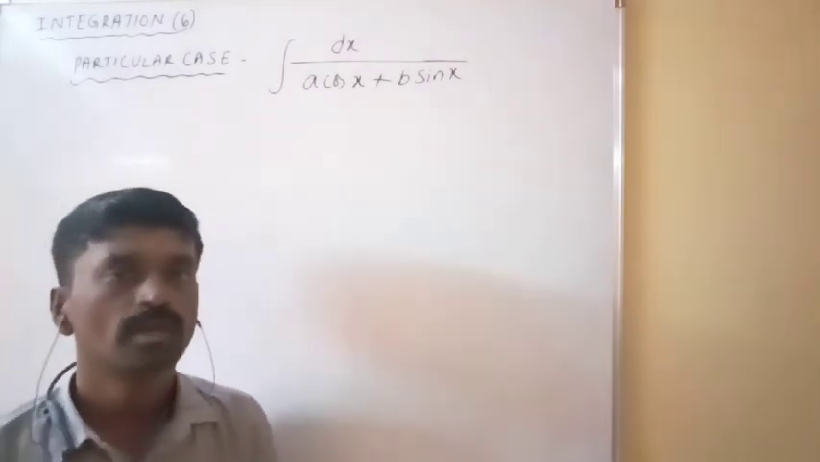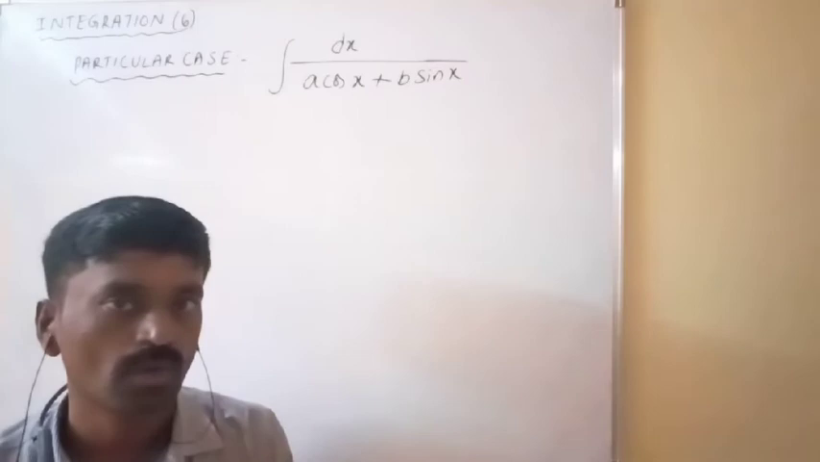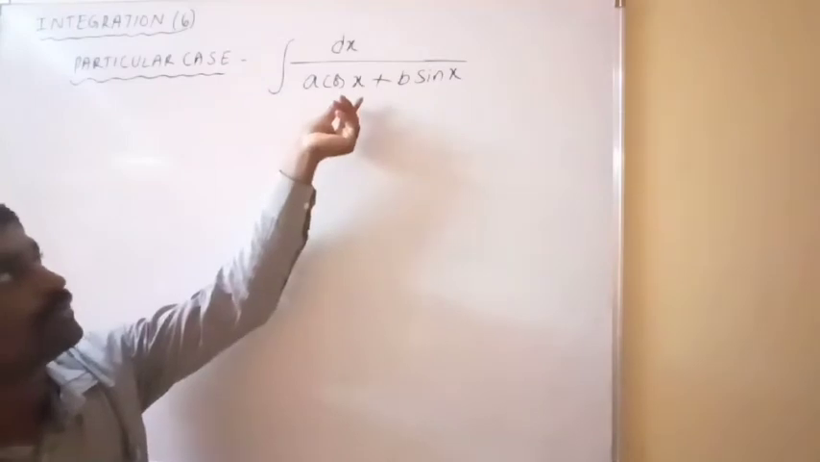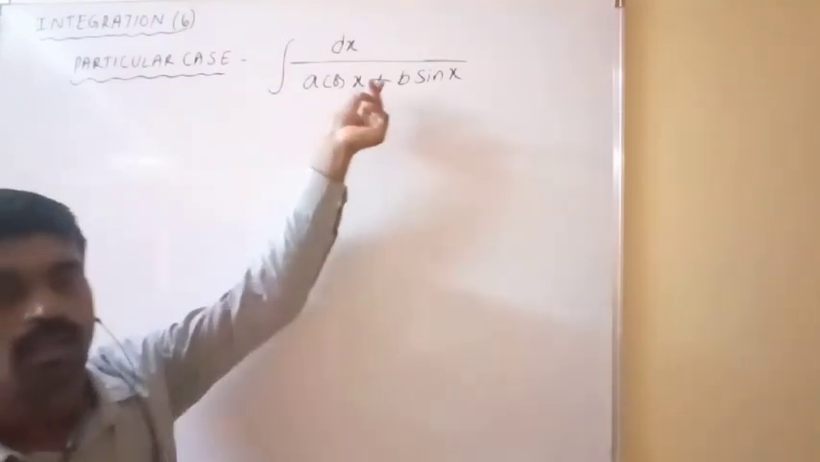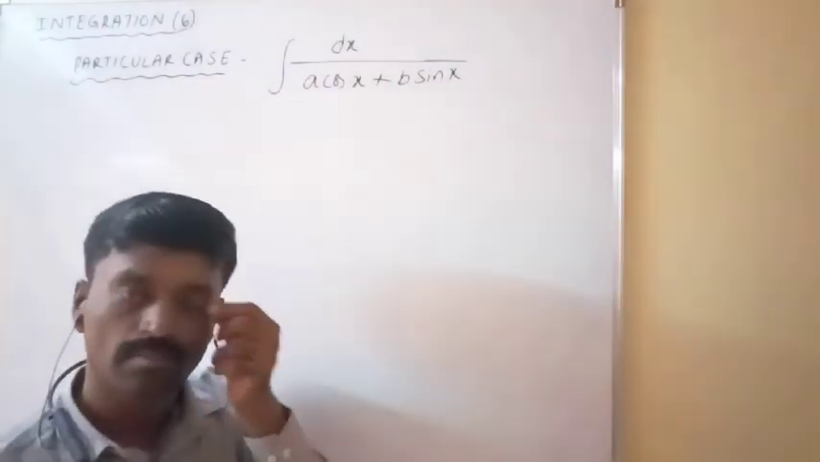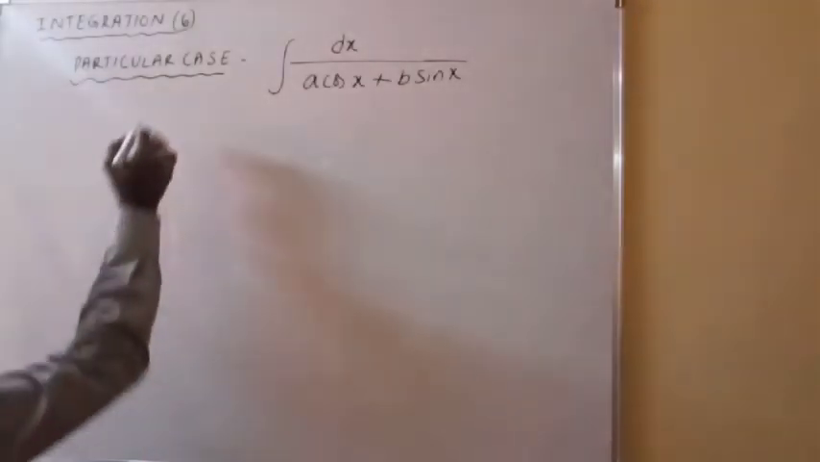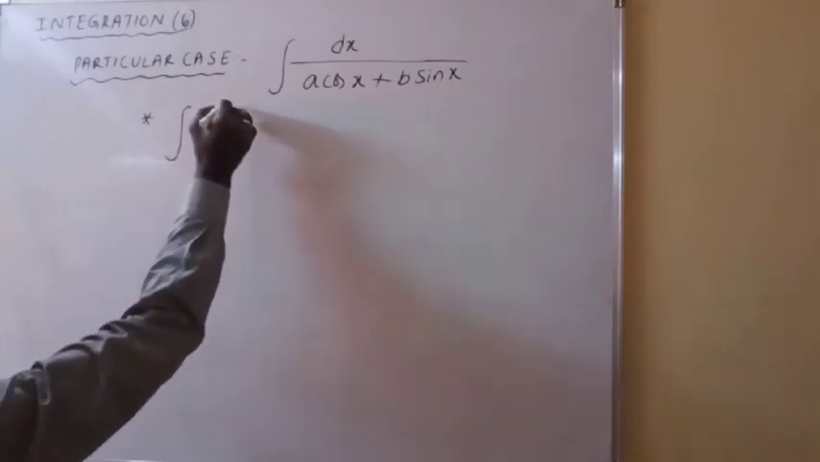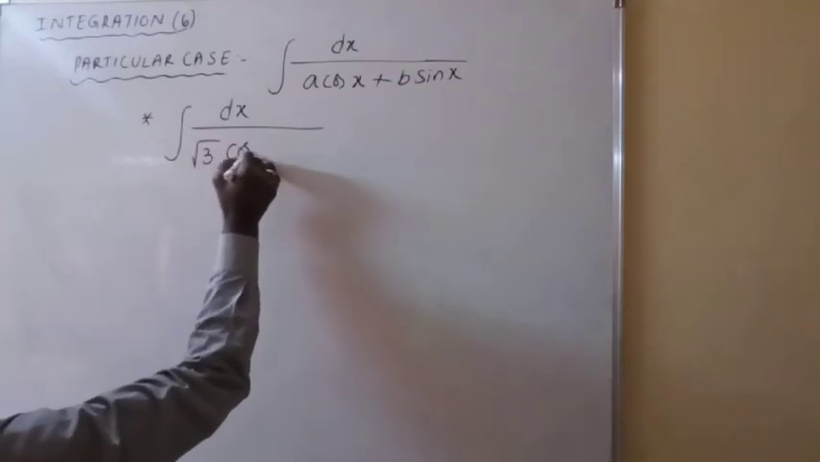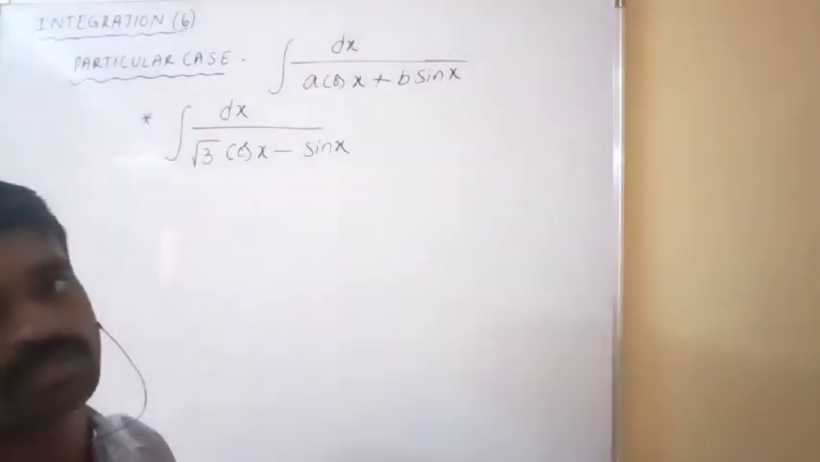So how do we convert a cos x plus b sin x into some constant times cos of x plus theta or cos of x minus theta? You divide the denominator by root of a square plus b square and then multiply by root of a square plus b square. I am discussing one problem first. This is a previous year problem: integral dx by root 3 cos x minus sin x.